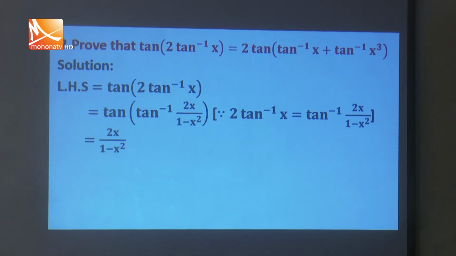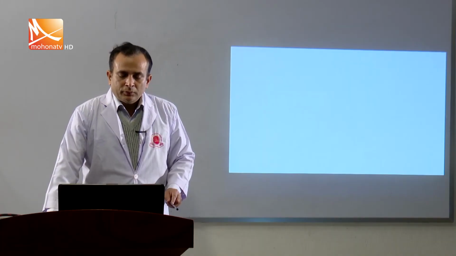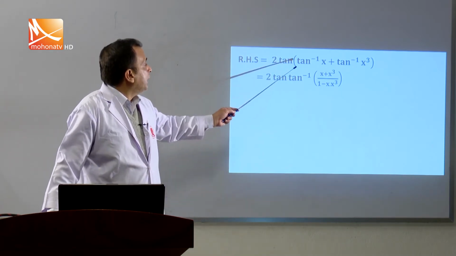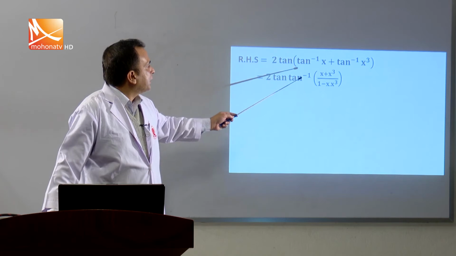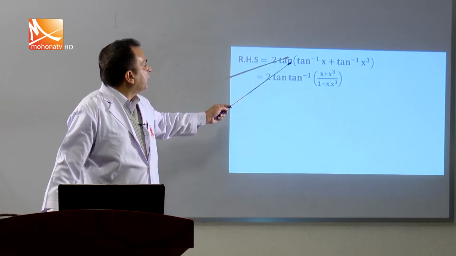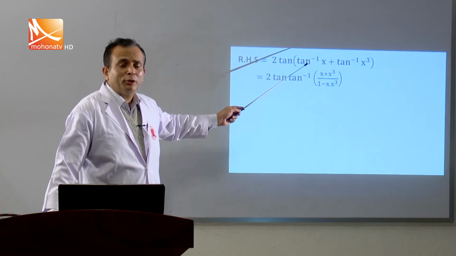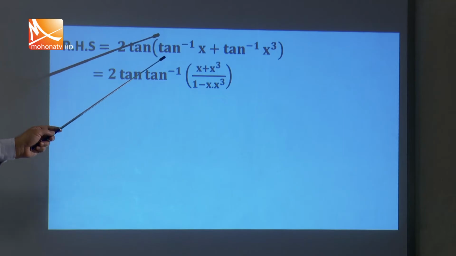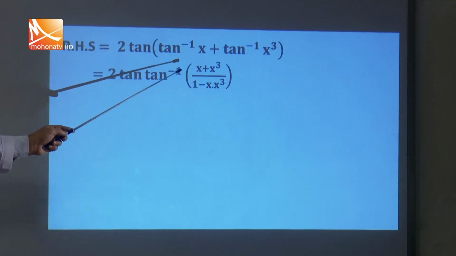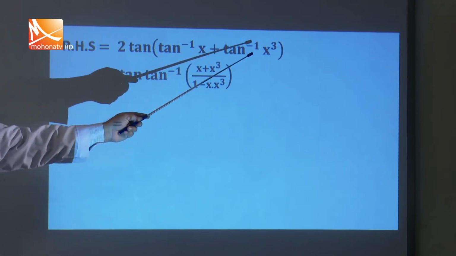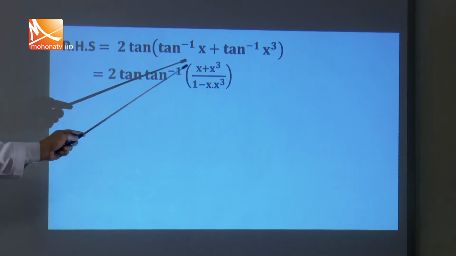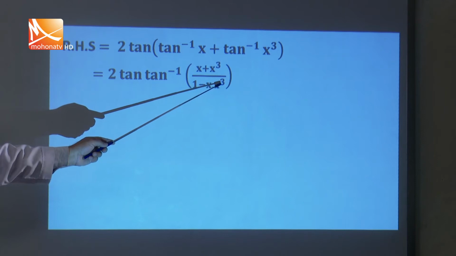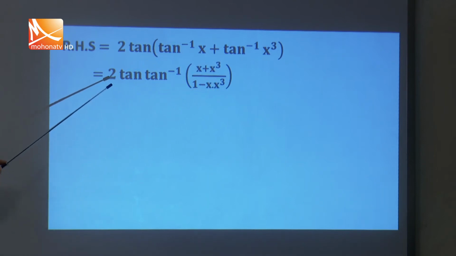Now we are going to see the right hand side. This is the right hand side: 2 tan inverse x plus tan inverse x cube. We have already learned tan inverse x plus tan inverse y equals, what was the formula? The formula was tan inverse of x plus y by 1 minus xy. Here x is x and y is x cube. So it will be tan inverse of x plus x cube, by 1 minus x into x cube.